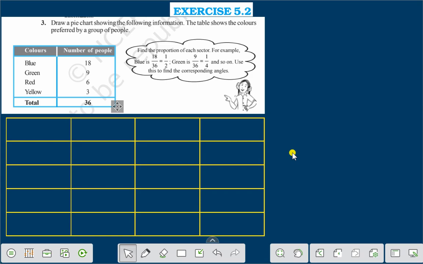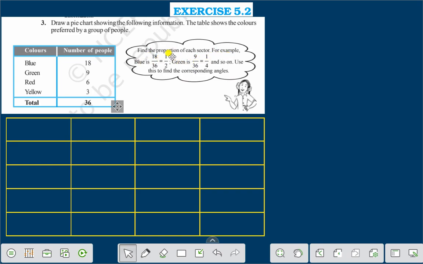Hello everyone, today we shall discuss exercise 5.2 question number 3. Draw a pie chart showing the following information. The table shows the colors preferred by a group of people. Colors: blue, number of people preferred by 18, green 9, red 6, yellow 3, and total number of people is 36. Right? Find the proportion of each sector.